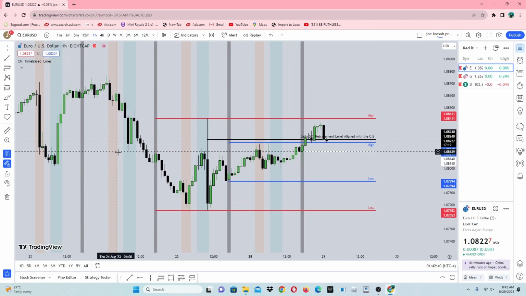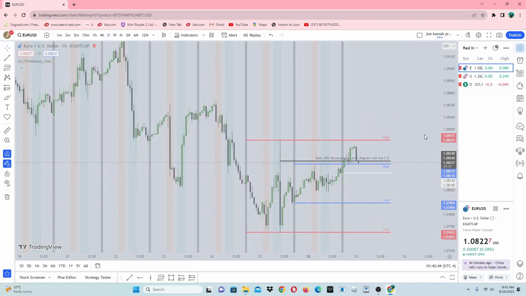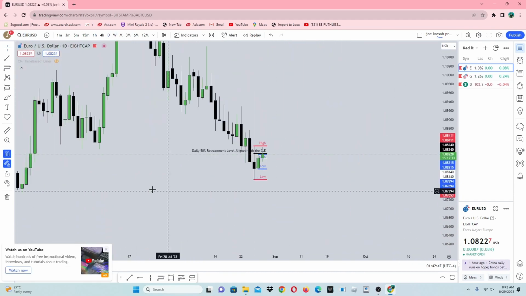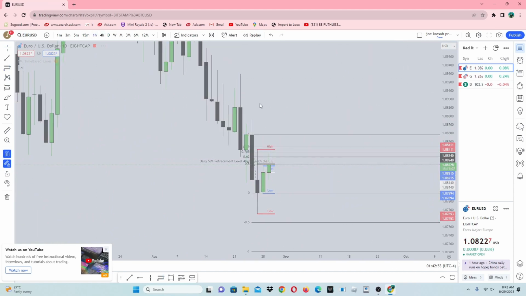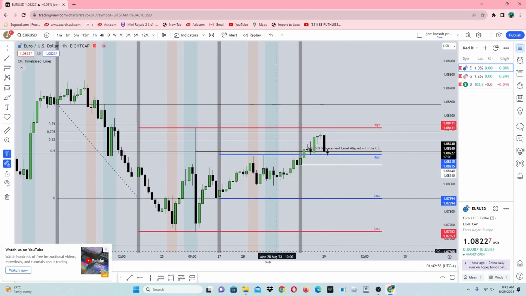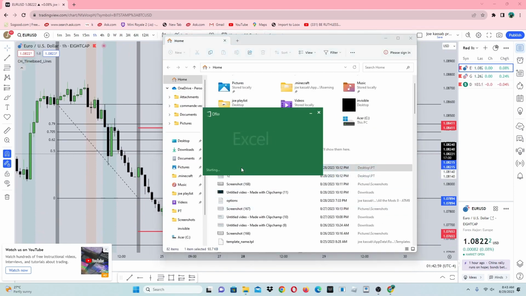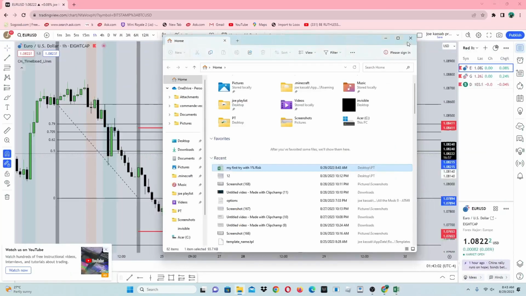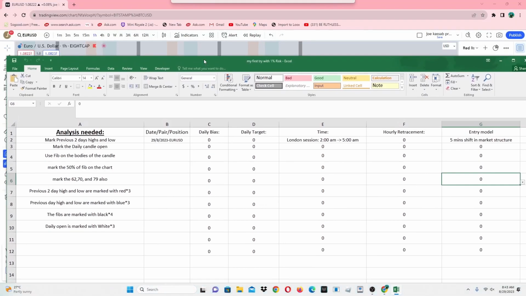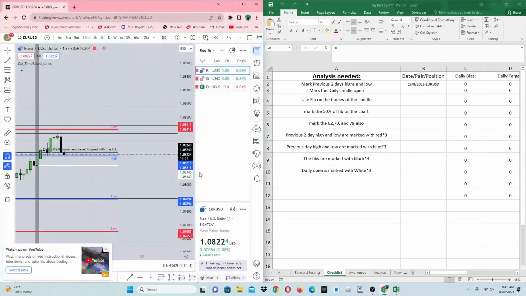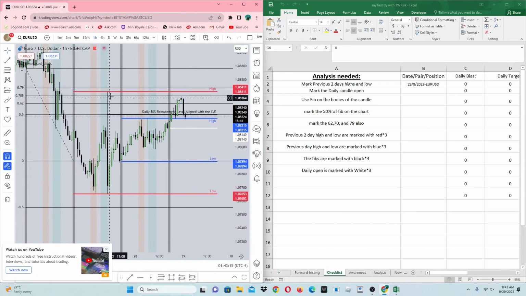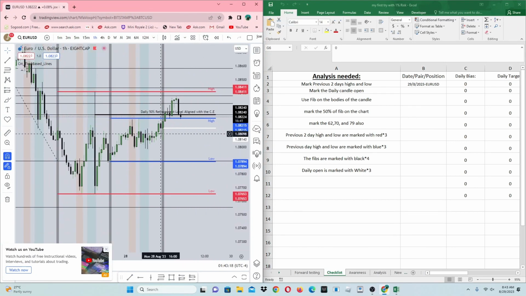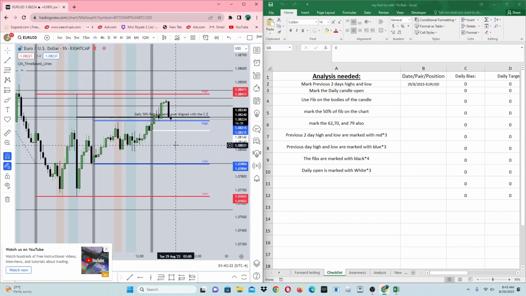So let me mark out also the optimal trade entry areas. I need to go to my Excel sheet to see everything aligned. Let me open my Excel sheet right here. First of all, mark the previous 2 days' highs and lows. Okay, mark the daily candle opening. This is my daily candle opening, so this is equilibrium.